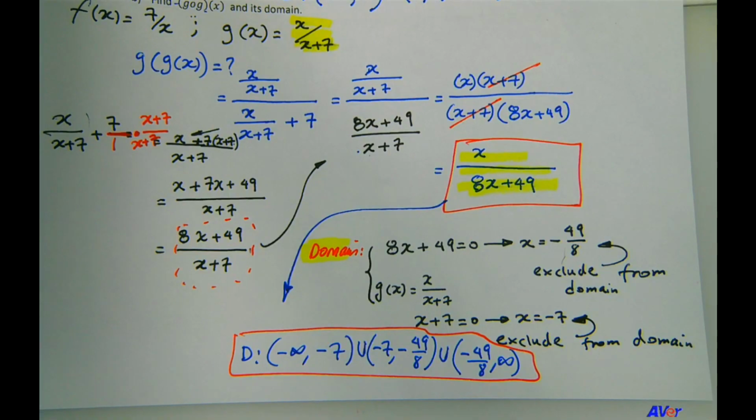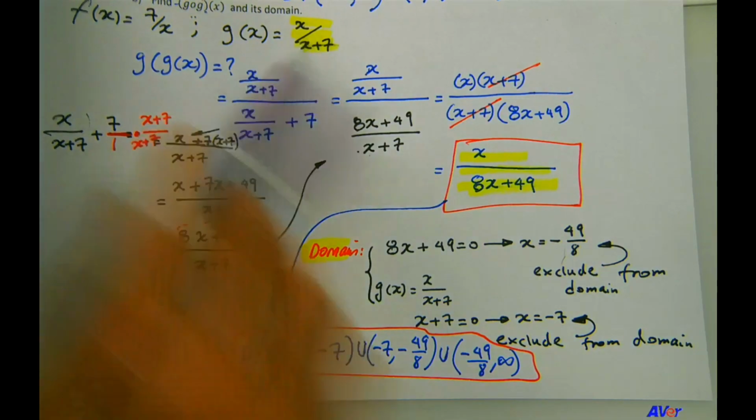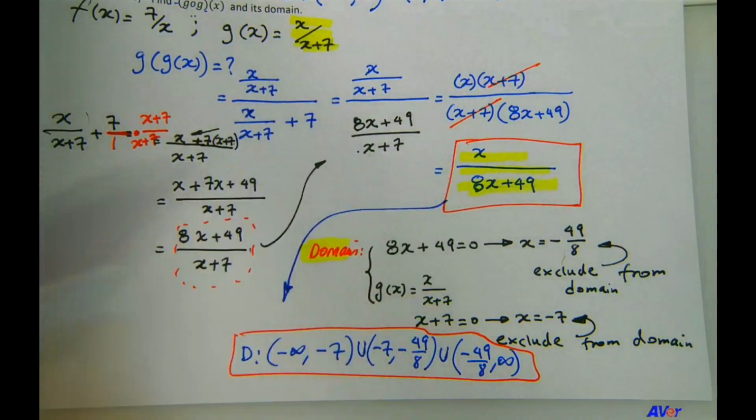Okay. So the yellows show you which functions need to have their domains agree with each other. Okay? All right.